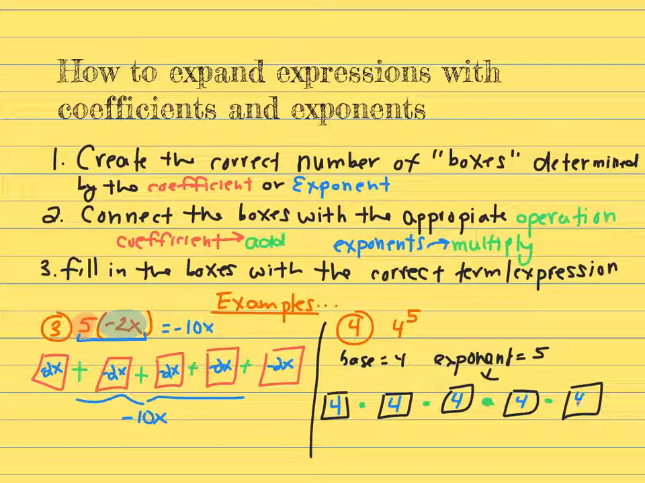And we can verify this. If you were to go to your calculator and type in 4 to the 5th power, you will get 1,024. If you were to go to your calculator and type in 4 times 4 times 4 times 4 times 4, you will also get 1,024.